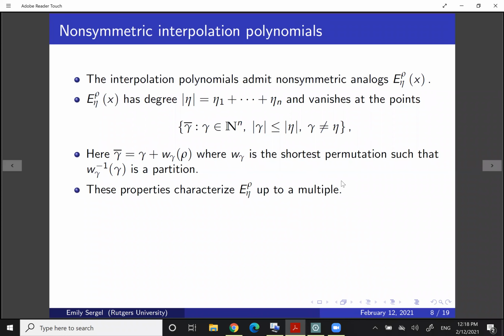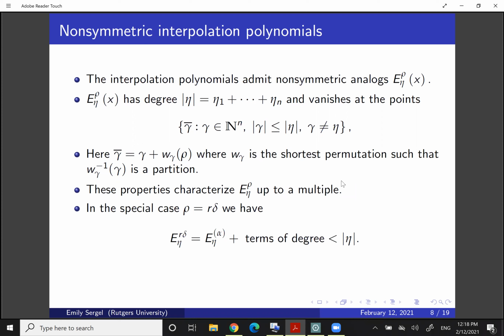And this again characterizes the polynomials up to a multiple, the fact that it has this specific degree and that it has these vanishing conditions. So in our special case here, we have that the top degree term is again the non-symmetric Jack polynomial. So everything is analogous to what happened in the symmetric world, which is always a good sign that you have the right non-symmetric generalization. And you can find out a lot more about these really neat interpolation polynomials in the papers in my reference list at the end, from Knop and Sahi separately.